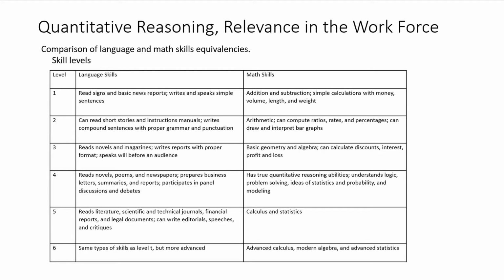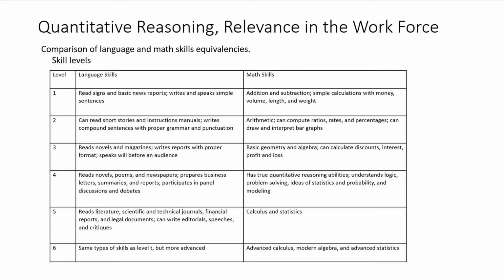We have here a comparison of language and math skills equivalencies. This is a 3-column table with 7 rows. The first row labels the columns. The first title is level. The next one is language skills, and the third is math skills. For level 1, the language skills that are in that category are reads signs and basic news reports, writes and speaks simple sentences. The equivalent math skill is addition and subtraction, simple calculations with money, volume, length, and weight.